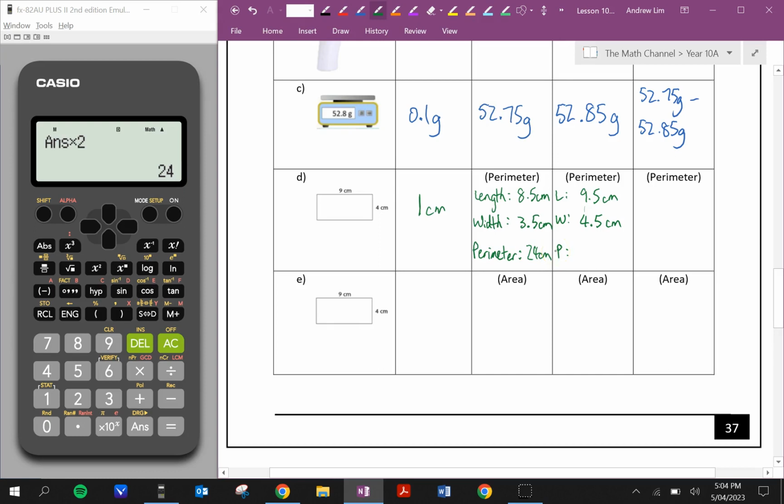Or let's say our ruler was wrong because it was too small. It says it's 9, but actually it's 9.5. It says it's 4, but actually it's 4.5. Then our perimeter would be 28.